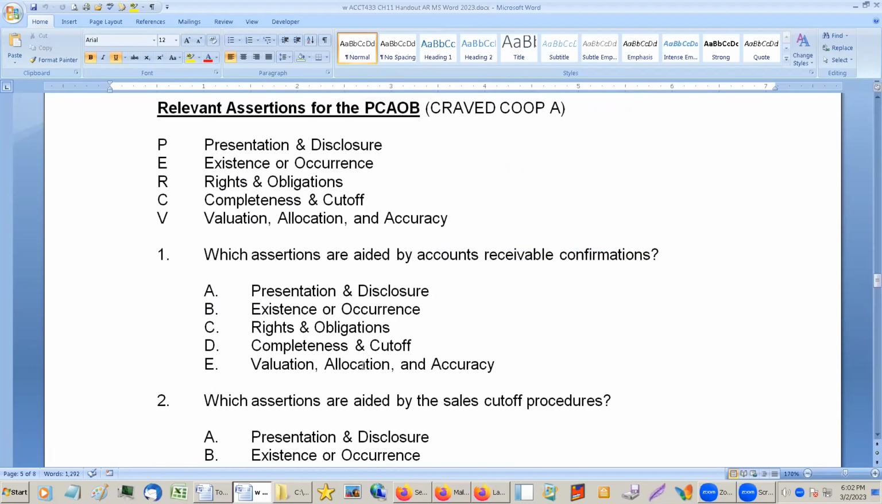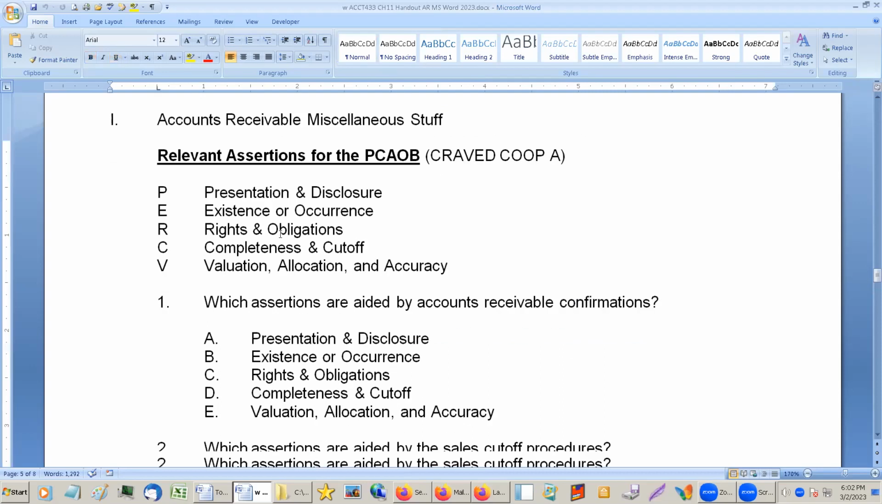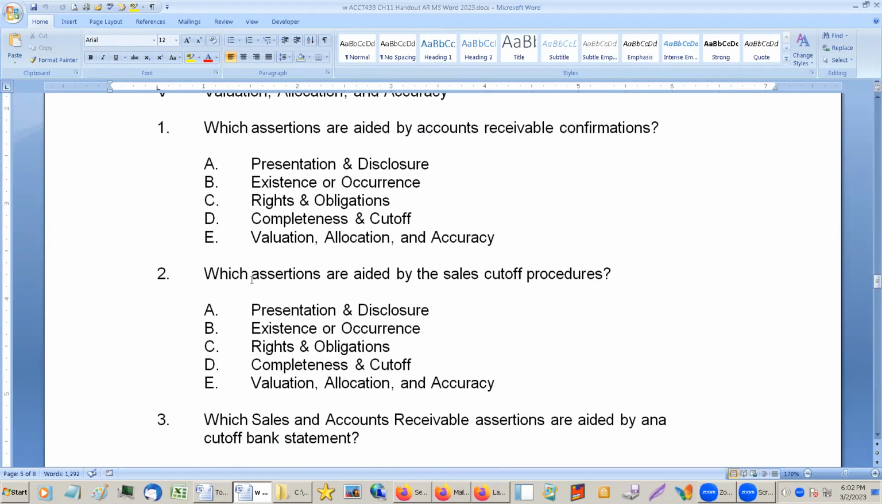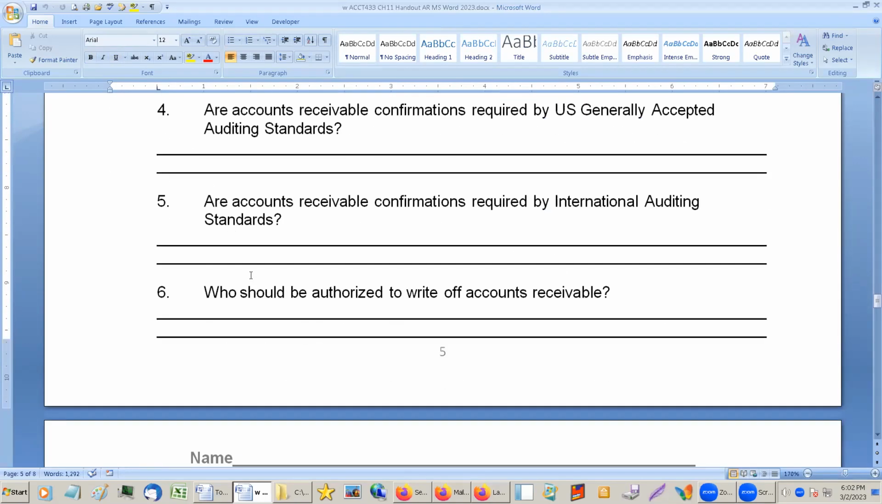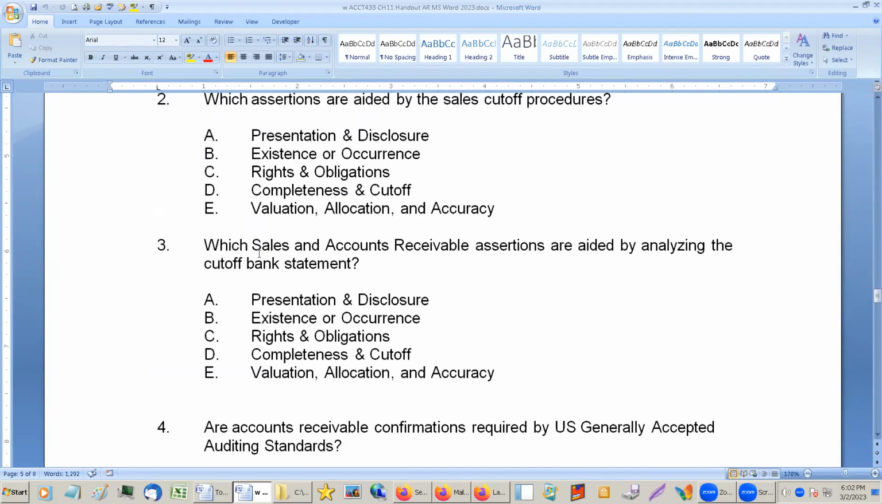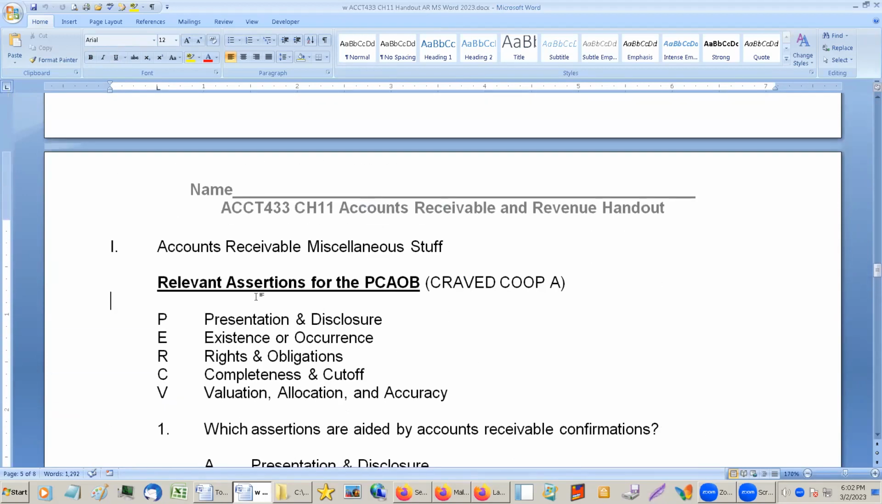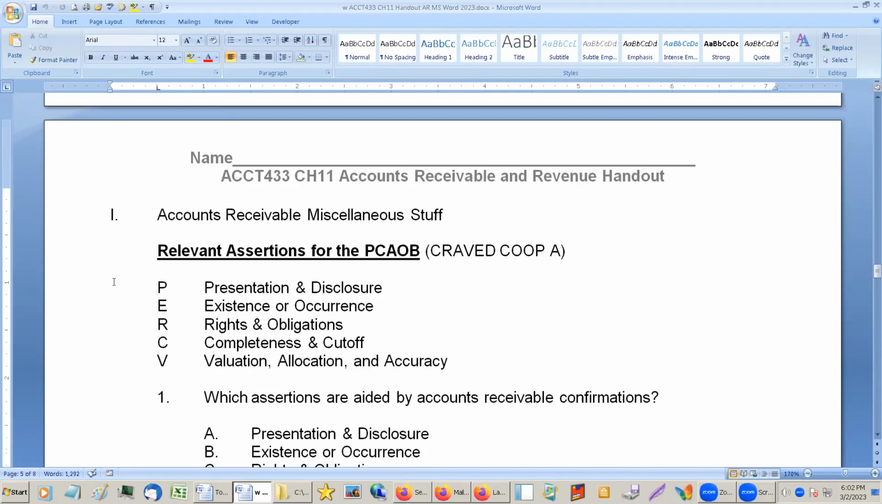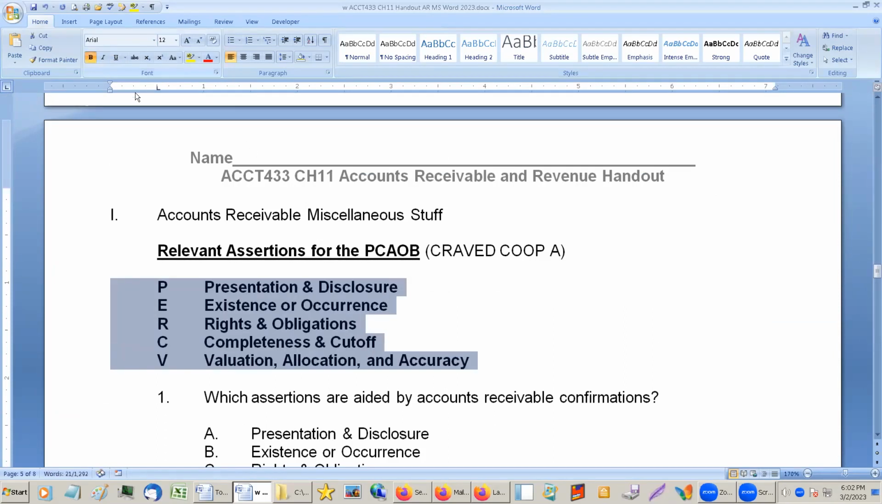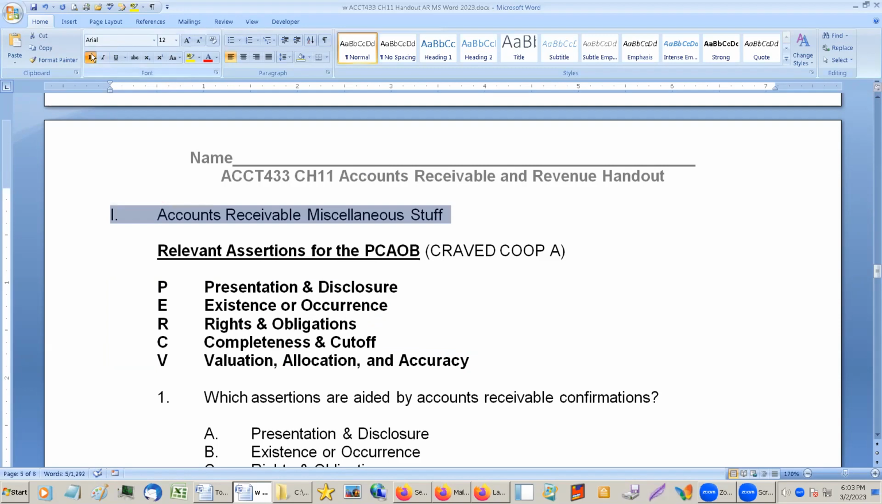All right, let's take a look at this. Relevant assertions. I don't know if we talked about this before. I think we did. These are the assertions that are made by management when they give you the financial statements.